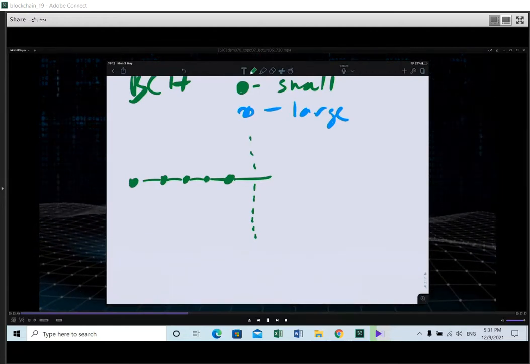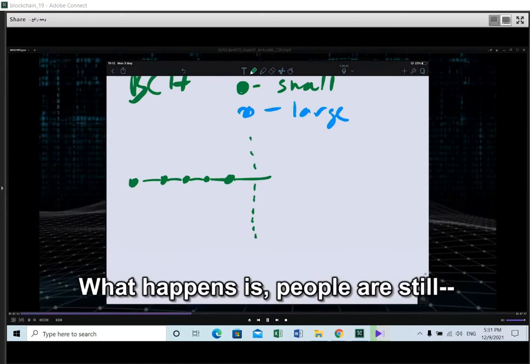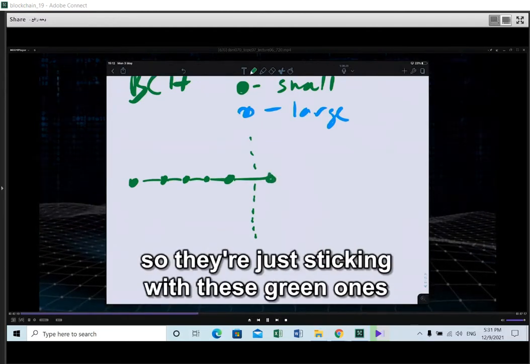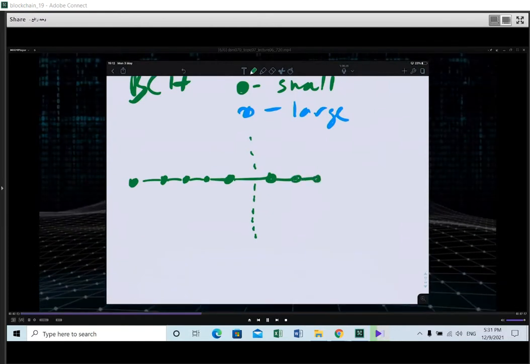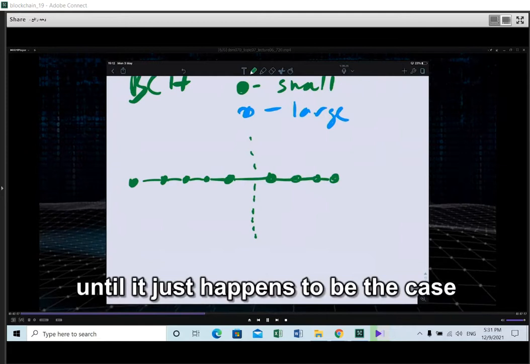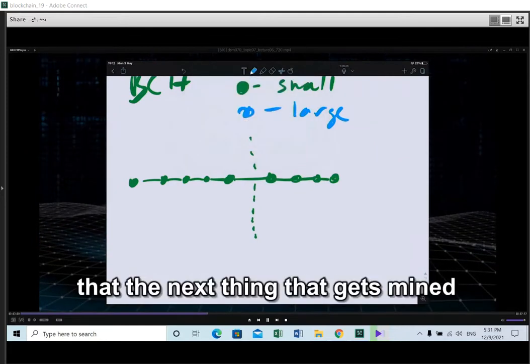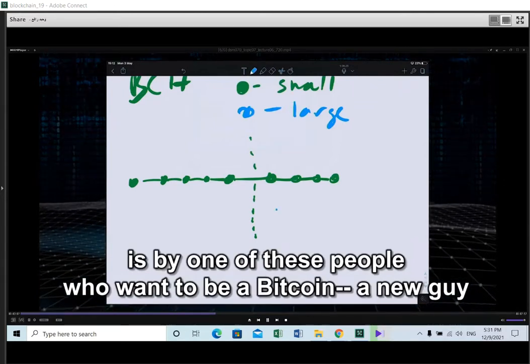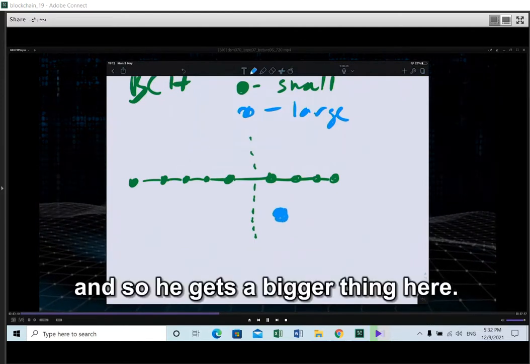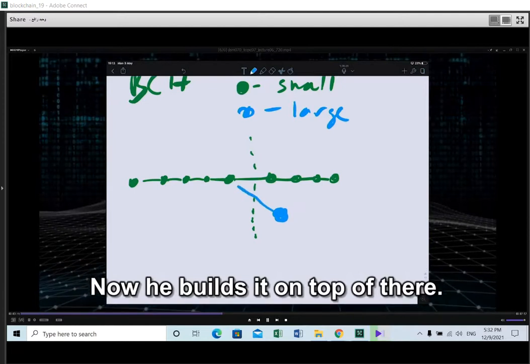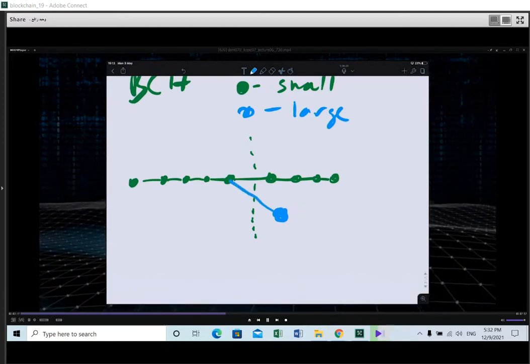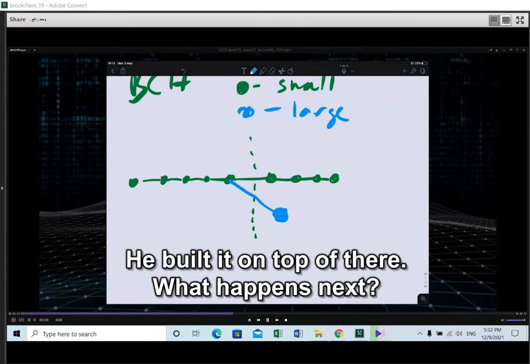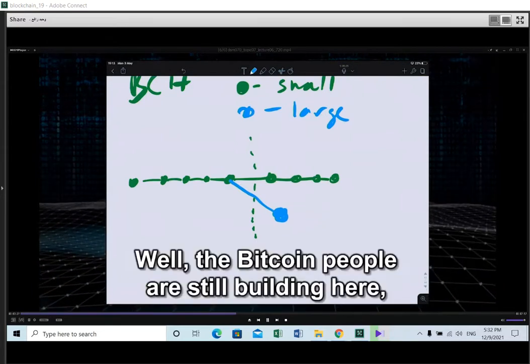And what happens is, most of the miners are still Bitcoin miners, so they're just sticking with these green ones until it just happens to be the case that the next thing that gets mined is by one of these people who want to be a new guy, and so he gets a bigger block here. Now, he builds it on top of there. He built it on top of there. So what happens next?